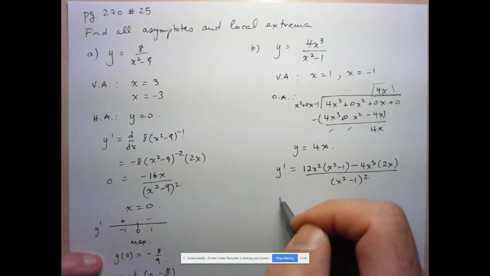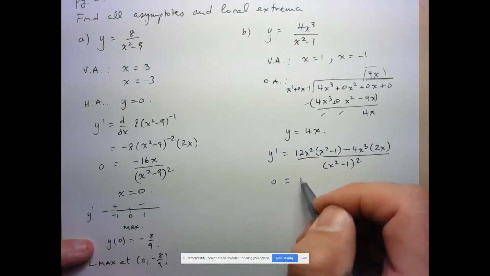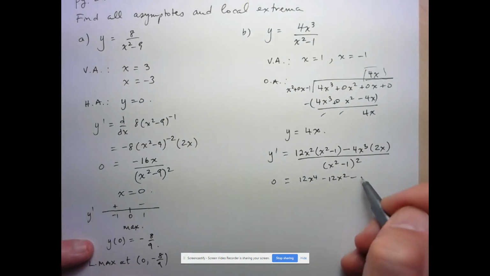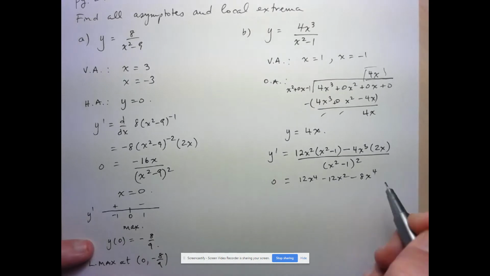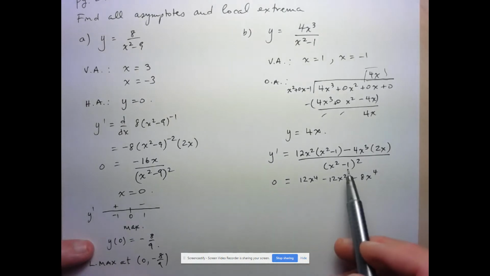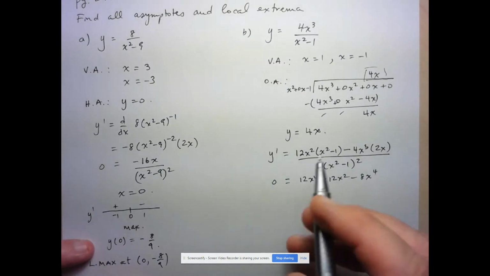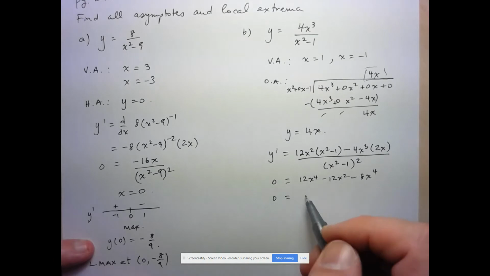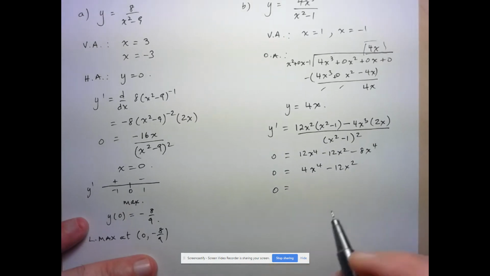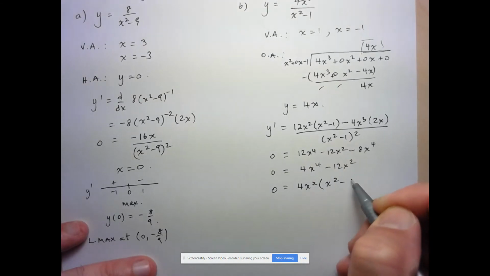Okay, and of course I want to determine where this is equal to 0, but I'm going to want to simplify what's going on in the numerator here. So we're left with 12x to the 4th minus 12x squared, and this is going to be minus 8x to the 4th. All right. Now, since I'm looking for this being equal to 0, I can just multiply the denominator to the other side. It'll just be 0, so I'm just interested in when the numerator is equal to 0. So 0 is equal to, so this is going to be 4x to the 4th minus 12x squared. So let's factor this. Take out a 4x squared, so I'm left with x squared minus 3.